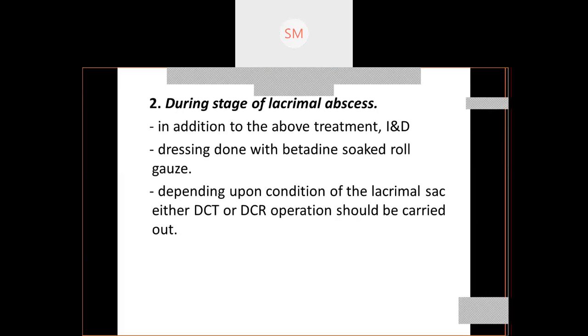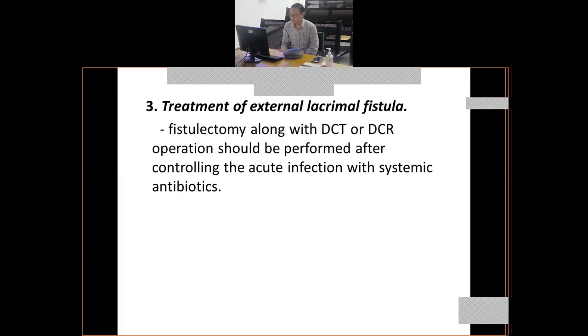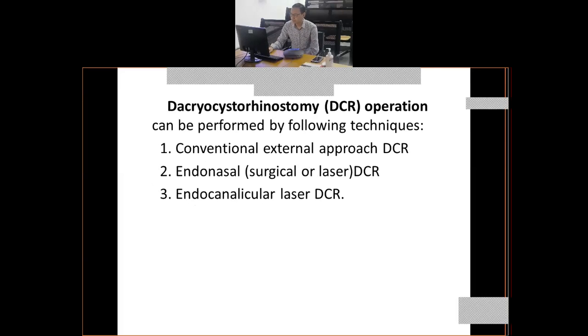Then during the stage of lacrimal abscess, in addition to the above treatment, you can do incision and drainage. Then dressing is done with betadine soaked roll gauze. Depending upon the condition of the lacrimal sac, you can do DCT or DCR. Then for treatment of the external lacrimal fistula, fistulectomy along with DCT or DCR operation should be performed.